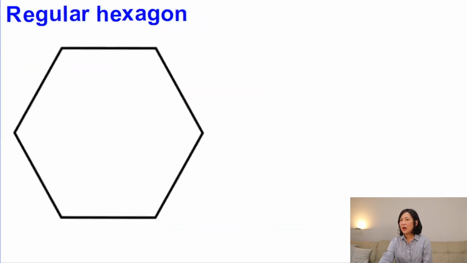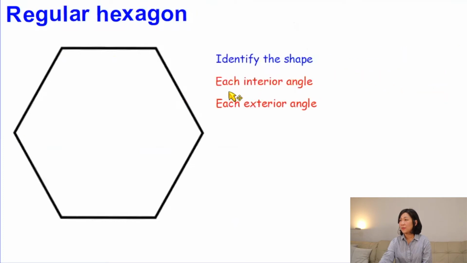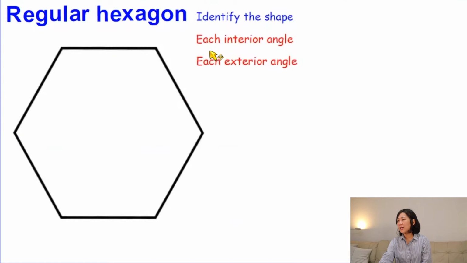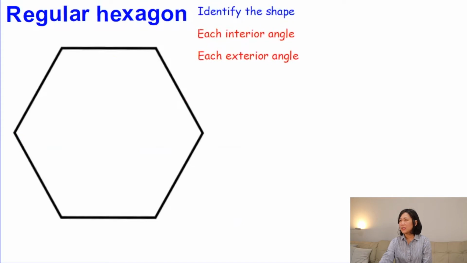Now I'm going to give you an example using the regular hexagon, because the regular hexagon is very important. First of all, when it comes to an angle question, you always check what shape you have. So identify the shape. It's a regular hexagon. Then we know that its interior angle is 120 and exterior angle is 60. Now, write down these angles in your shape.